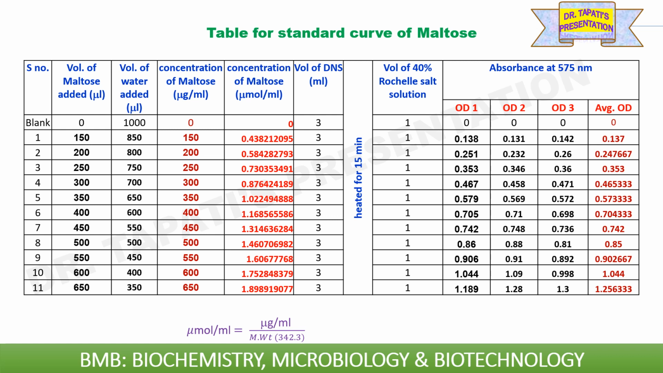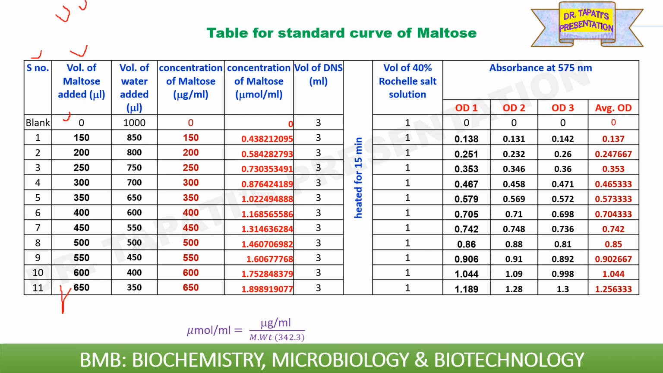This table is for the standard curve of maltose. First column is for serial number. Second column is for volume of maltose added in microliter. Range is from 0 to 650 microliter. Different volumes of maltose are added in different test tubes.